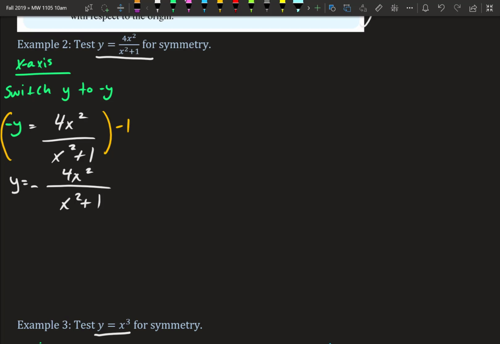So is this the same as the given equation? It's not. The equation we came out with has a negative. The given equation does not. So we say it is not. Now let's move on to the y-axis. So what's the opposite variable to y? It's x.